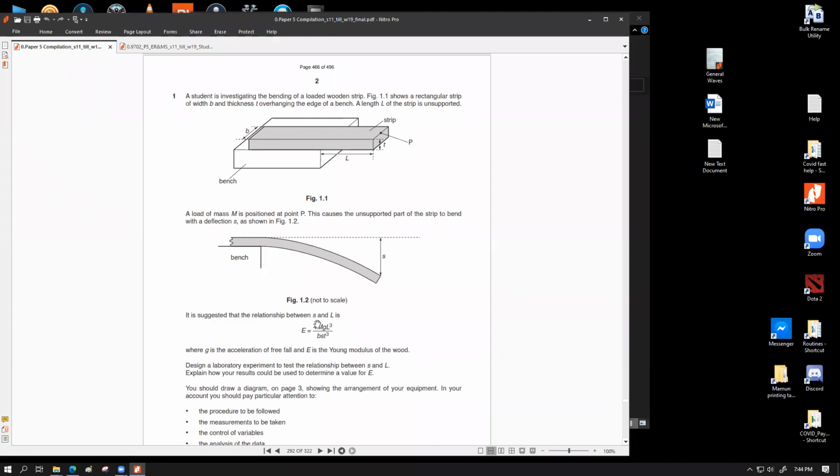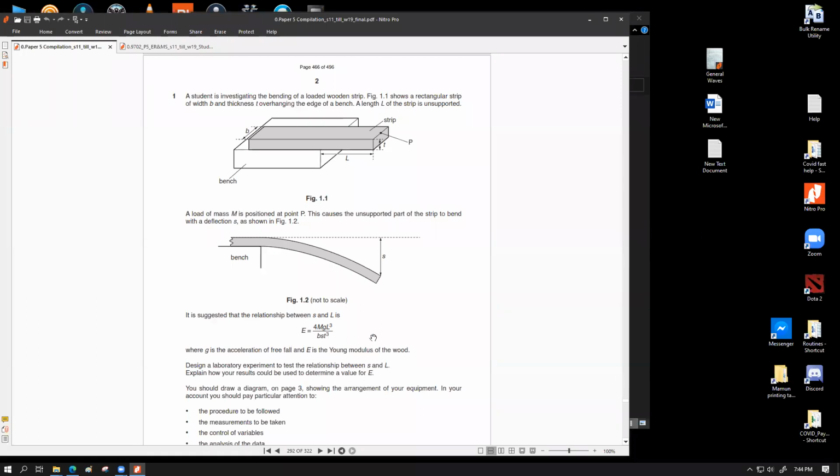It is such that the relationship between S and L is given by E equals 4 mg L cubed by B S T cubed, where g is the acceleration of free fall and E is the Young's modulus of the wood. This is an elaborate experiment to test the relationship between E, S, and L. Explain how your results could be used to determine the value of E.